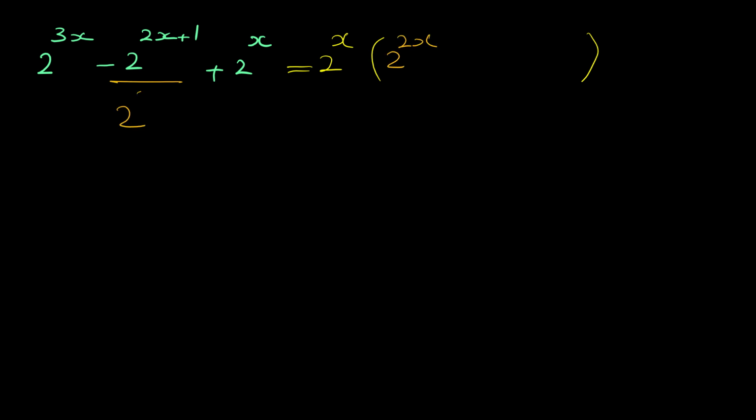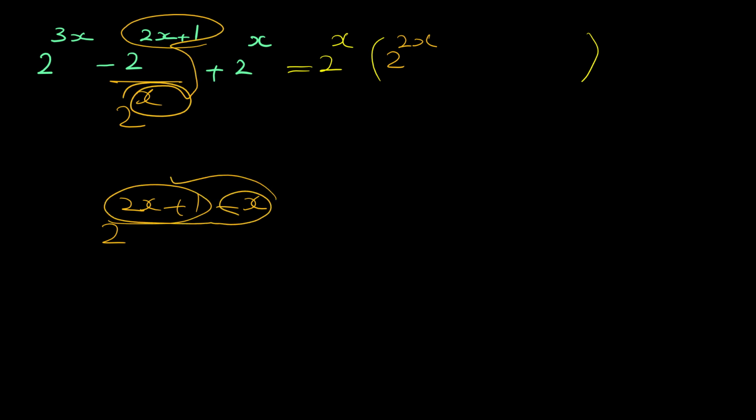If we divide this by 2 to the x, then the same thing happens. We have 2 to the power of 2x plus 1 minus x, the power of the top minus the power of the bottom. 2x plus 1 minus x is x plus 1. 2x minus x is x. So for the middle term, we have minus 2 to the x plus 1. And finally, if we divide this by 2 to the x, 2 to the x with 2 to the x cancel, and we just have a 1 here.